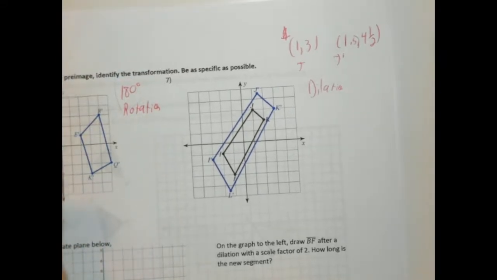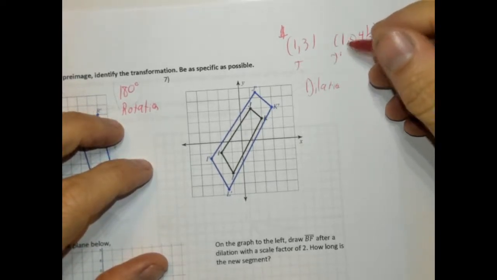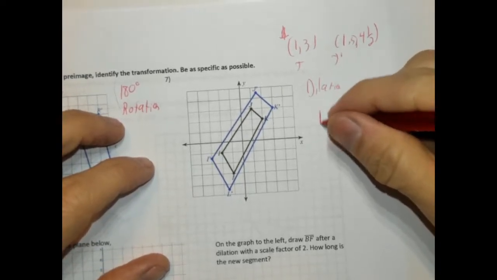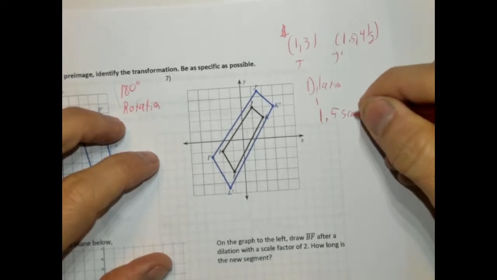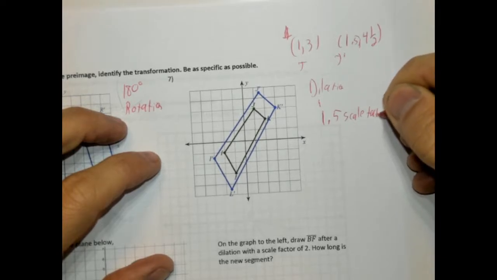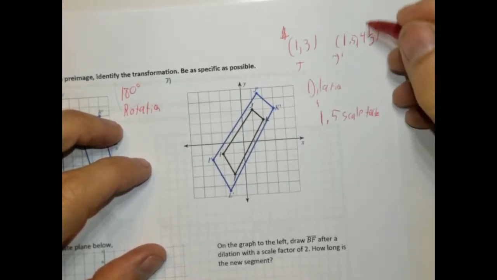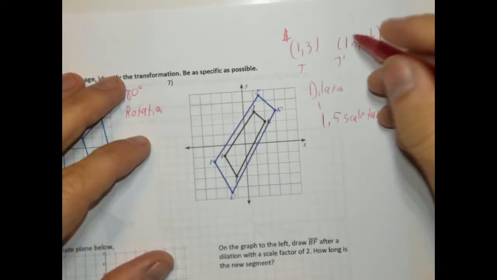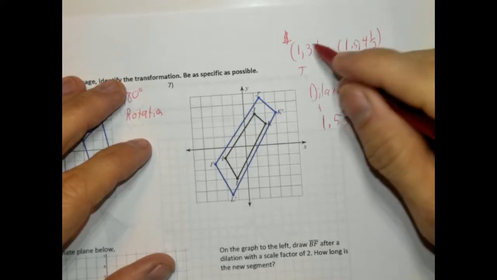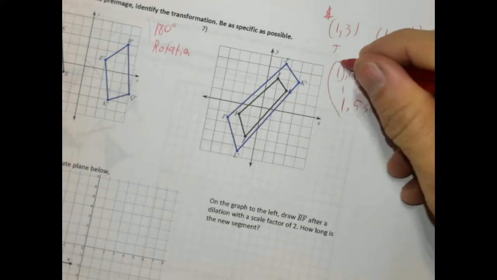Okay. So it went up by 50%, which means we multiplied it by a scale factor of 1.5. So scale factor. And you can do that by actually taking this value and dividing it by that. So if we take 1.5 over 1, it'll give us the scale factor. You just take the image value and put it over that of the pre-image value, and it will give you the scale factor, if you're wondering how we did that.